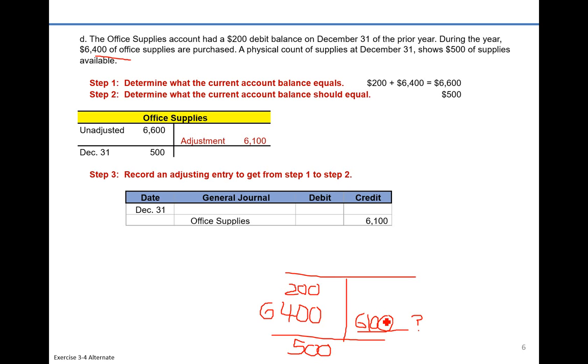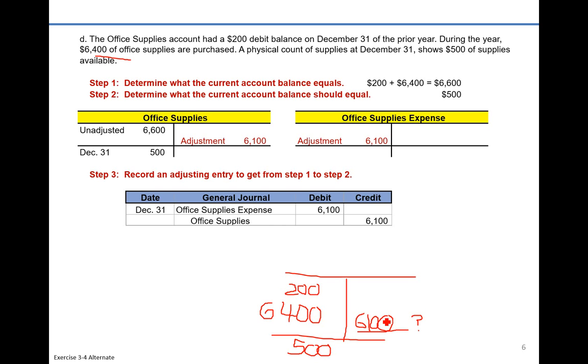So office supplies get credited for 6,100, and the portion of this asset called supplies that got used up in the period becomes an expense for the period called office supplies expense for 6,100. Okay, a little tricky again, but I think the T accounts are helpful in trying to solve when you have several bits of data here. Let's move on to E.